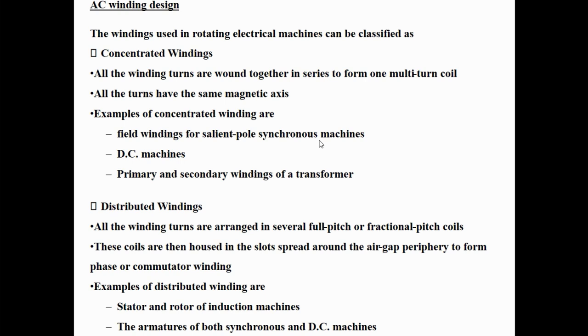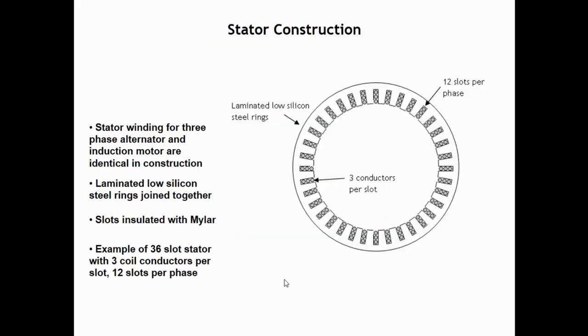Now in distributed winding, all the winding turns are arranged in several full pitch or fractional pitch coils. These coils are then housed in slots spread around the air gap periphery to form phase or commutator winding. So it is important to note that if it is an AC machine, then you will get phase winding, and if it is a DC machine, you will get the commutator winding. Examples of distributed windings are the stator and rotor of an induction motor, and the armature of both synchronous and DC machines. Fine. Now, obviously the armature of the synchronous machine.